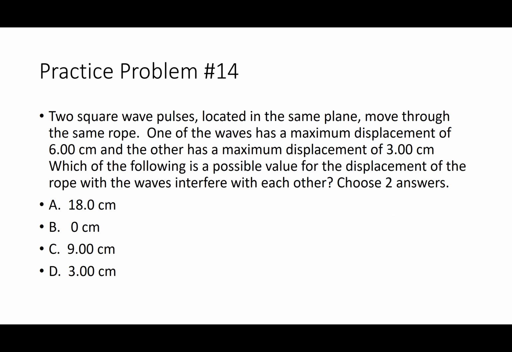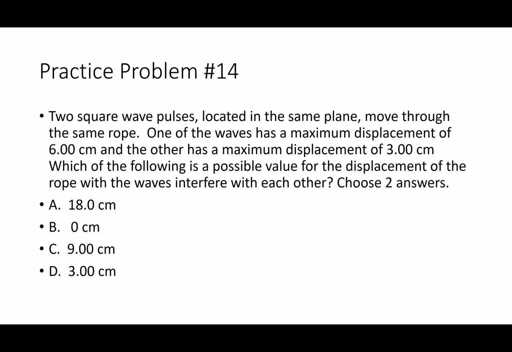All right, practice problem 14. 2 square wave pulses located in the same plane move through the same rope. One of the waves has a maximum displacement of 6, and the other has a maximum displacement of 3 centimeters. Which of the following is a possible value for the displacement of the rope when the waves interfere with each other? Choose 2 answers.